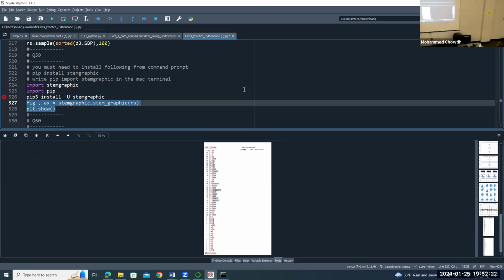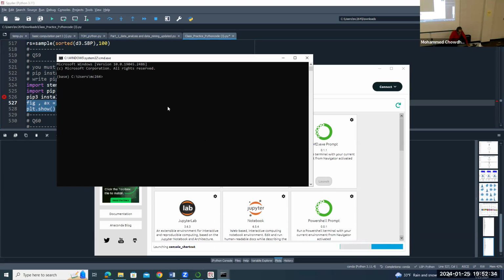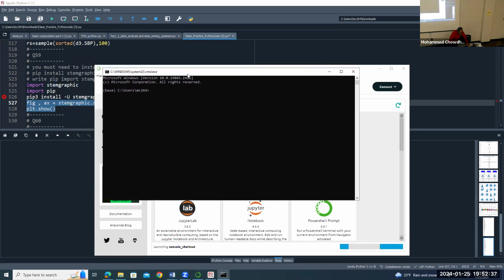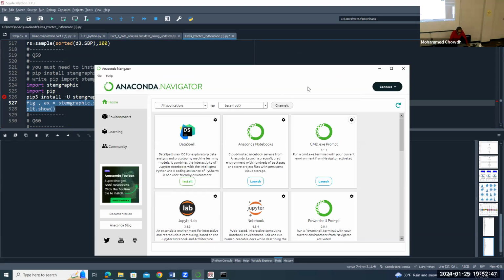So what happened? First install these 2 things. After installing these 2 things, go in here, CMD execute prompt, go there. In there, you have to write pip install stemgraphic. Okay. Do you understand? Clear, right?